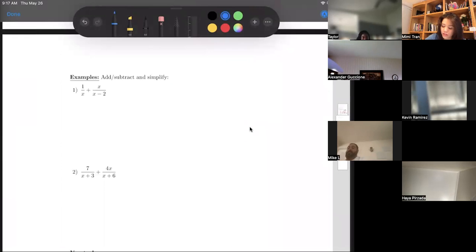Let me ask you a question. Don't write this down. If I have 1 over 2 plus 1 over 3, what is the LCD? What is the least common denominator?